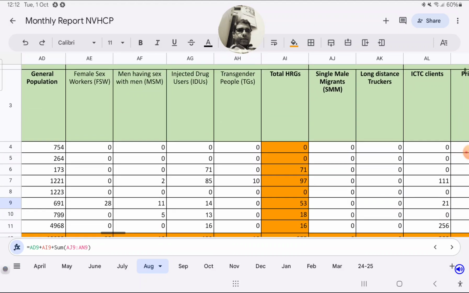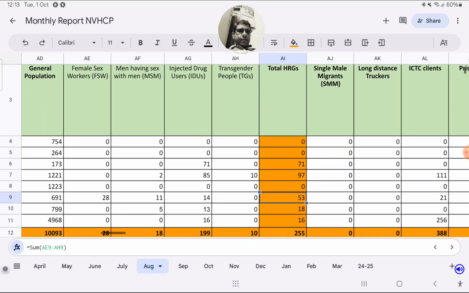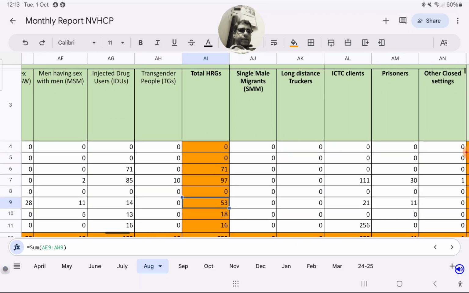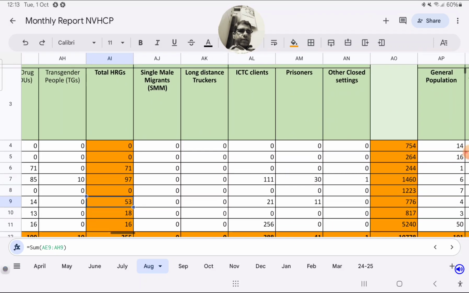See, FSW they have screened 28 people, MSM 11 people, IDU 14 people, TG 0. These 4 sections they will fill up. So the total of these 4, 28 plus 11 plus 14 plus 0, will come up to 53. Here I have added a formula. So it will add up to 53. You can try calculating.